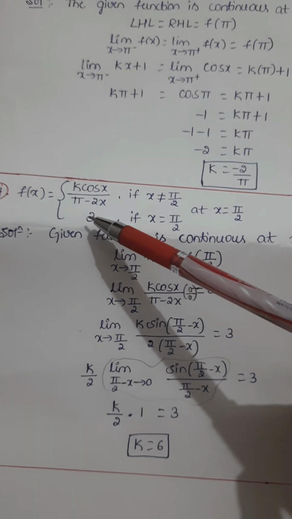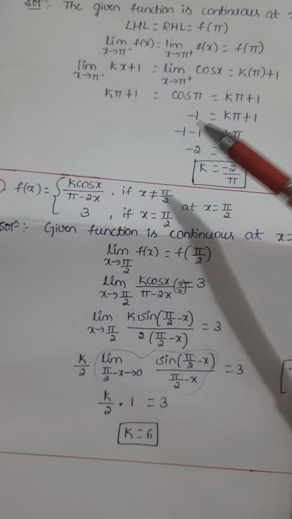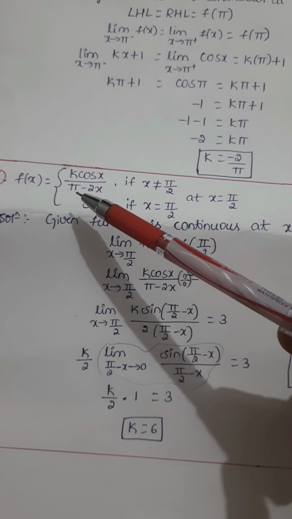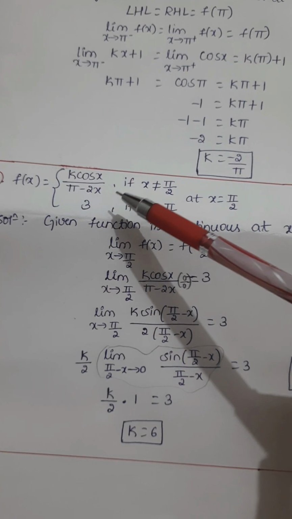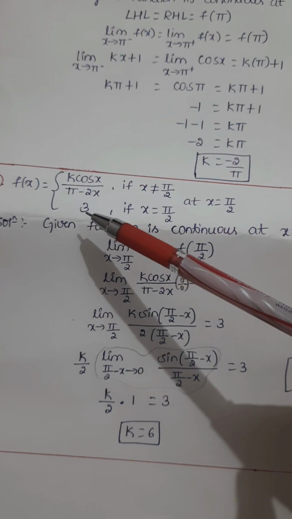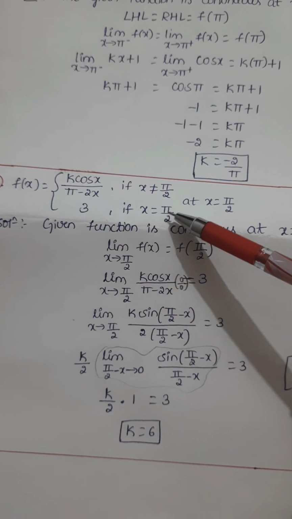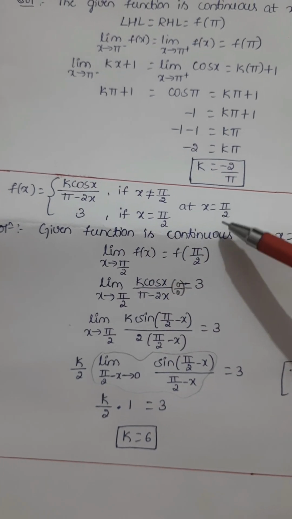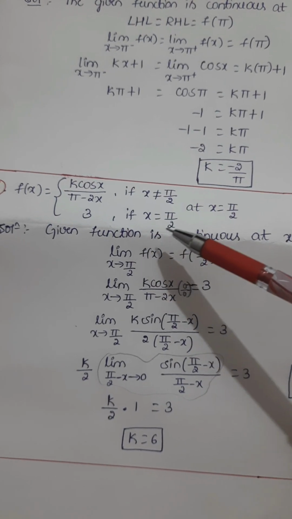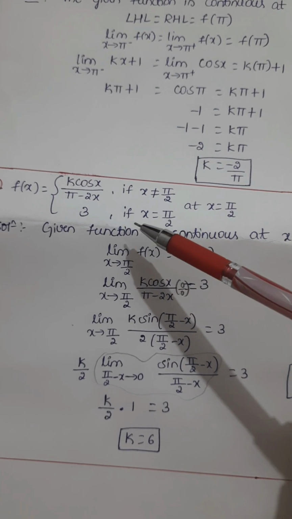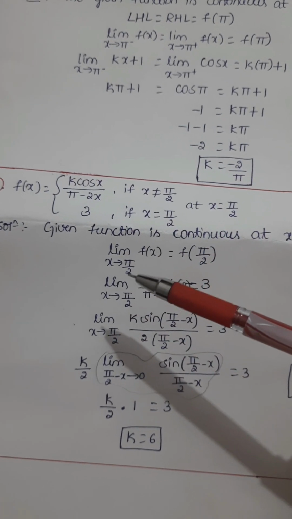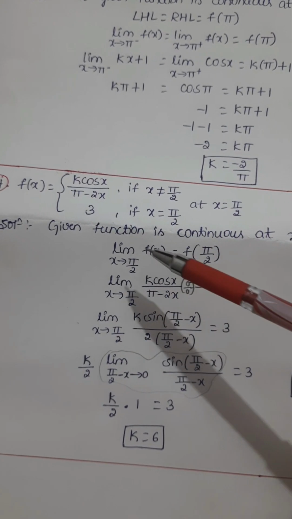So the next question is a little bit different compared to the previous three questions. f of x is equal to k cos x divided by pi minus 2x, if x is not equal to pi by 2, and 3 if x is equal to pi by 2, at x is equal to pi by 2. Here they haven't given less than or equal or greater than sign. Instead of that they have given equal and not equal sign. So for this kind of questions you have to take the conditions directly.